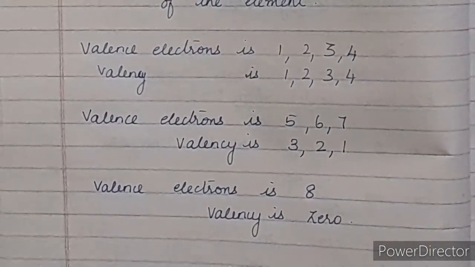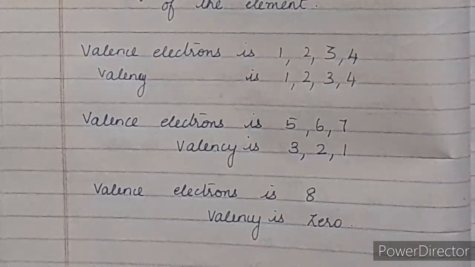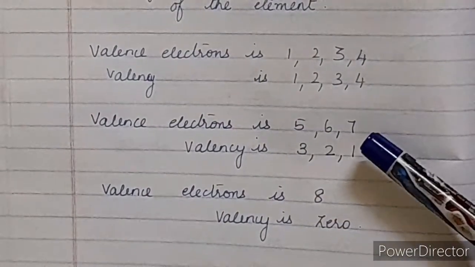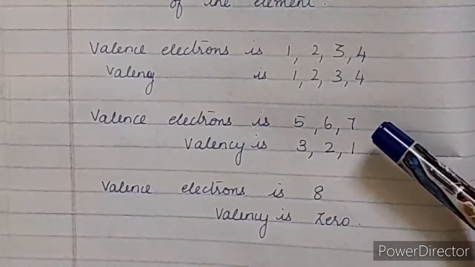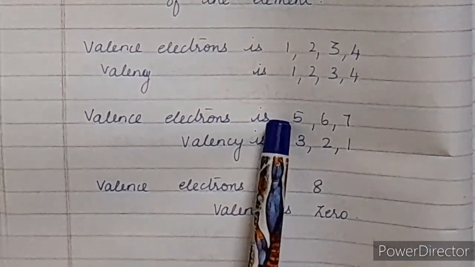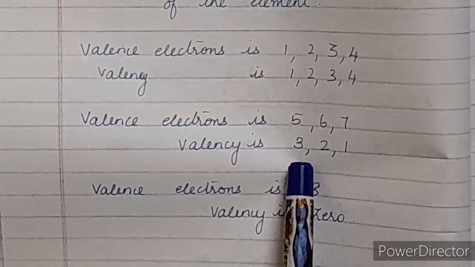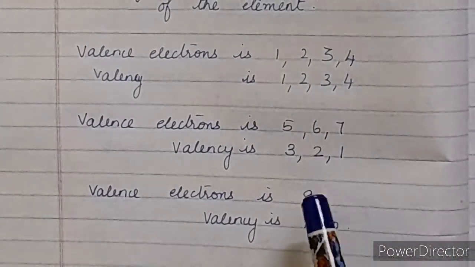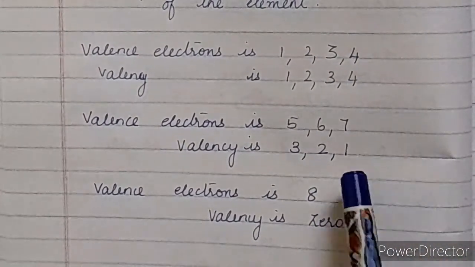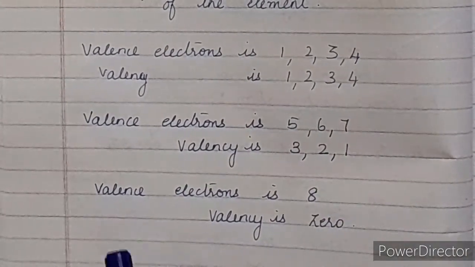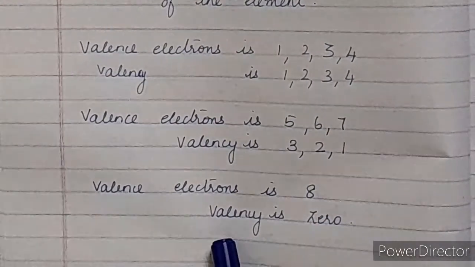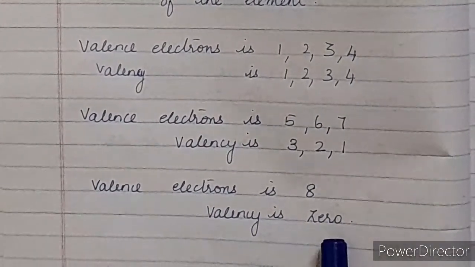Now if the valence electrons are 5, 6 and 7, certain elements can have 5 electrons in the outermost shell, certain elements can have 7 electrons in the outermost shell. Then their valency will be, if the element has 5 valence electrons, its valency will be 3. If the valence electron is 6, then the valency will be 2. And if the valence electron of an element is 7, then the valency will be 1. If the outermost shell consists of 8 electrons, then the valency of that particular element will be 0.